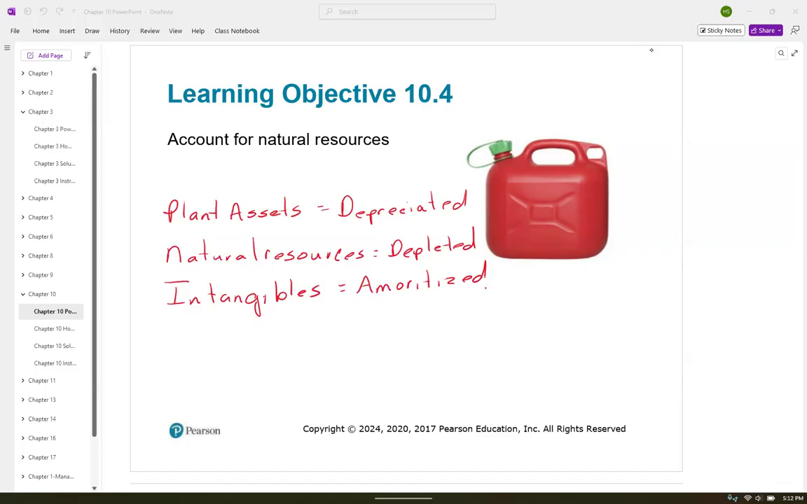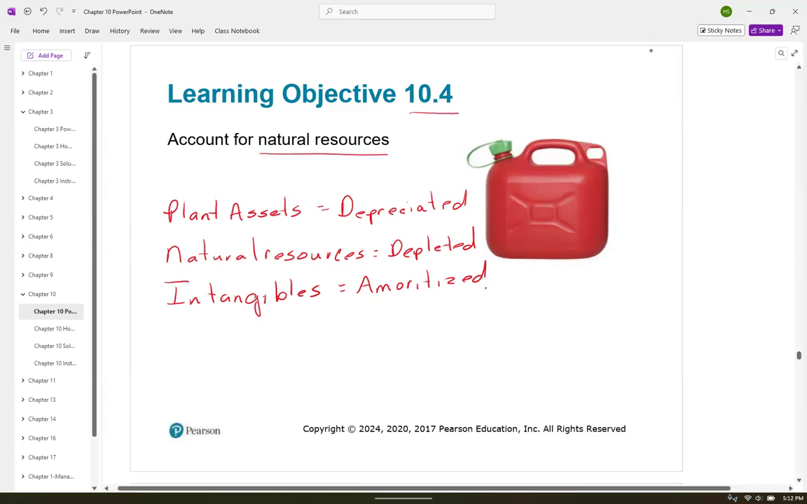Alrighty. So I went ahead and wrote some things down, even though this objective goes over 10.4 over natural resources. I wanted to give you a little summary here. We've been talking about property, plant, and equipment, plant assets. Plant assets are depreciated, so we use the terms depreciation expense, accumulated depreciation. Natural resources are not depreciated, they are depleted. This is just verbiage here. So it would have depletion expense and accumulated depletion.